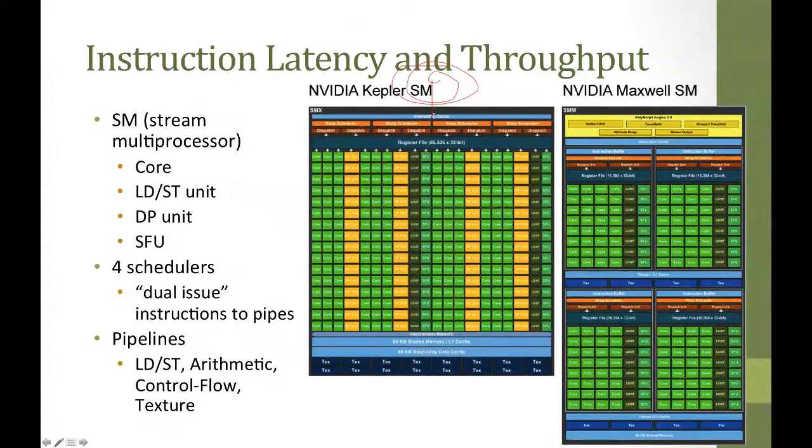So the instructions go to the instruction cache. And each warp scheduler looks into the cache to pick up some instructions to schedule. Each warp scheduler can pick up 2 instructions to issue. So that is called a dual issue. Then the warp scheduler issues these 2 instructions to different pipelines.